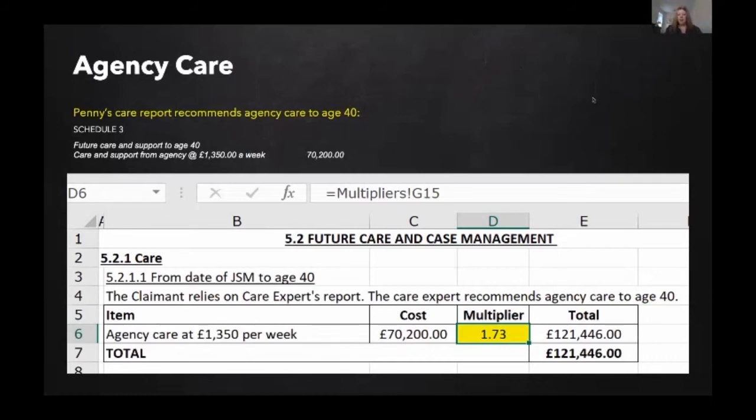And I'm sorry if this is obvious, but in the total box on your future care page, the total box here is E6. You need to ask the spreadsheet to multiply C6 by D6 rather than doing it on your own calculator and just typing the answer 121,446 into the box yourself.